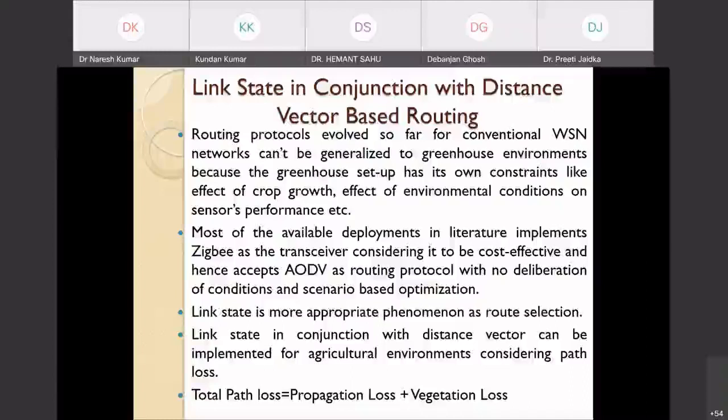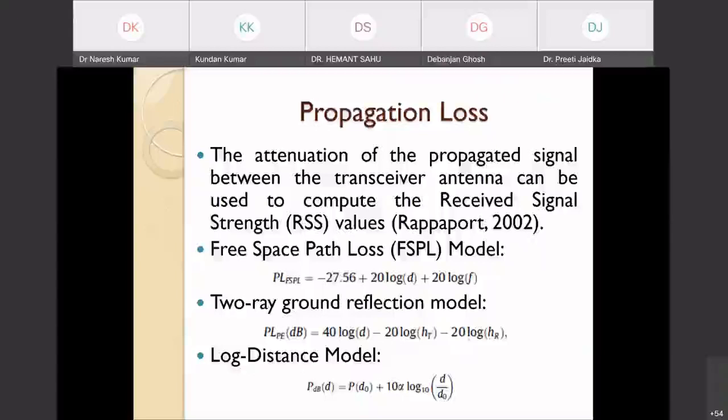Link state in conjunction with distance vector can be implemented for agricultural environments considering path loss. So total path loss we can calculate as propagation loss plus vegetation loss. This is the formula for the propagation loss, the attenuation of the propagated signal between the transceiver antennas, which can be used to compute the received signal strength, RSS values. The free space path loss model, the two-ray ground reflection model given in the book by Rappaport, and the log distance model each give a certain formula. How do we calculate it? Mostly it is the ratio of the radiated power near the node to the power after some distance. So this is the propagation loss.